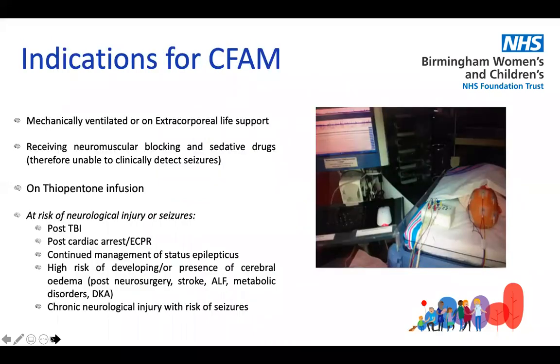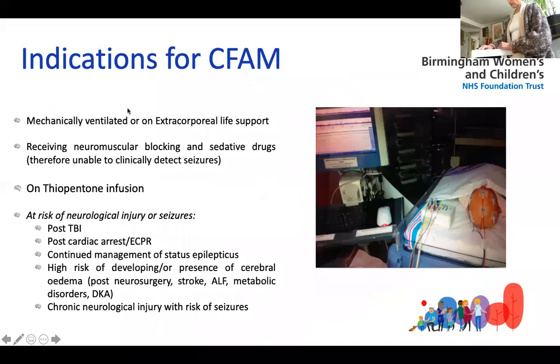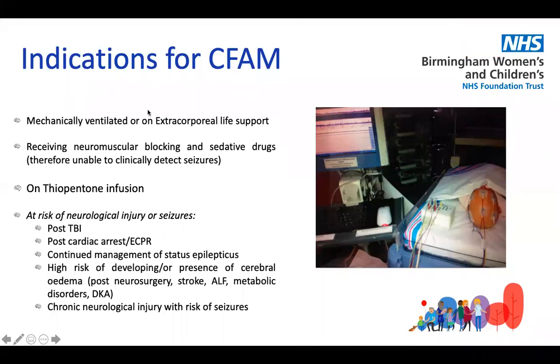So who are we putting on? Essentially anybody that's muscle relaxed where you can't see any clinical indications of seizure activity, so you're mechanically ventilated or on ECLS. I would say the default is that all of our ECLS patients at some point do end up on CFAM, particularly all the ECPR patients.